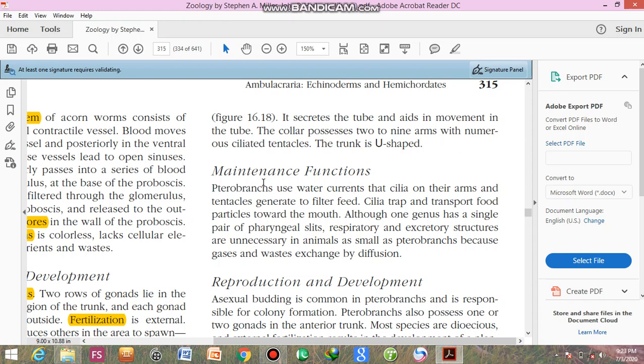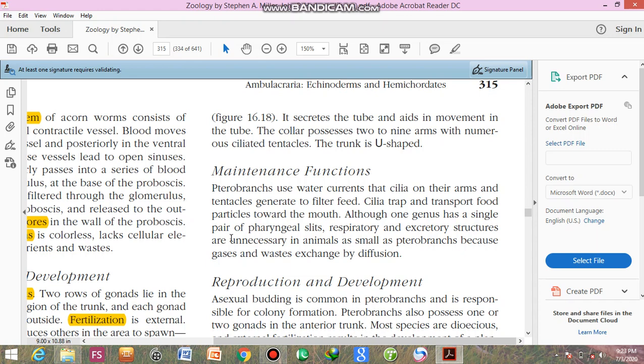Maintenance functions. They use water currents that cilia on their arms and tentacles generate to filter feed. So the method of feeding is filter feeding, and water currents are generated due to the presence of cilia on their arms and tentacles. Cilia trap and transport food particles toward the mouth.